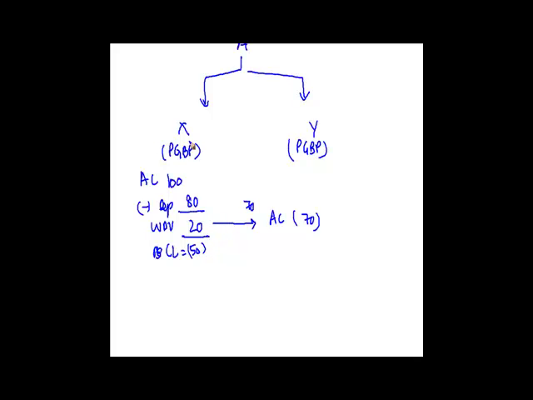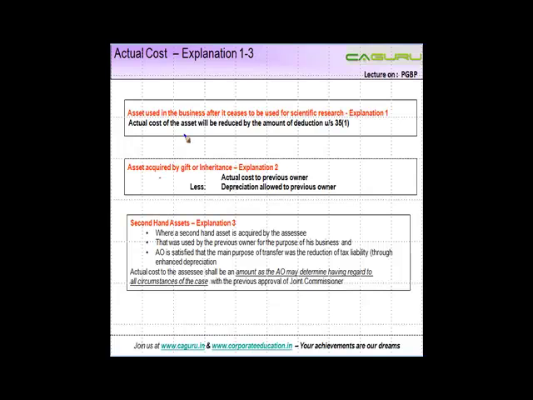And whatever gain was made by X, how much was the gain? 20 was the written down value, 70 was the cost. So the gain was 70 minus 20 is equal to 50. What A did was, A set off this loss against this. These you will understand in detail when we do further chapters on set off and carry forward. So he did not pay any tax, and Y said, hey, look, I bought this for 70, give me the depreciation as on 70 rupees. Well, this is not happening. Why? Because of this particular explanation.